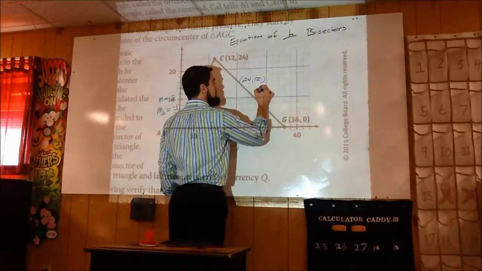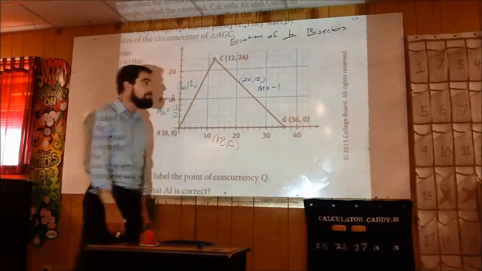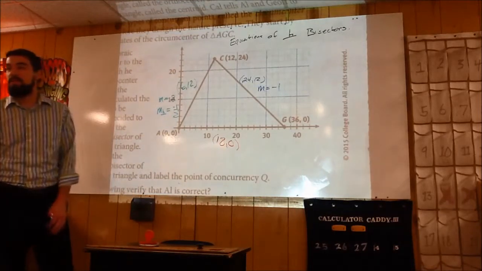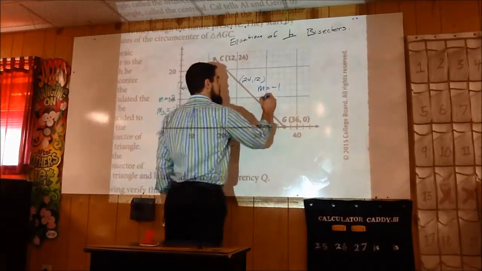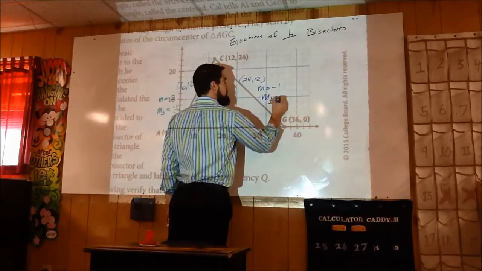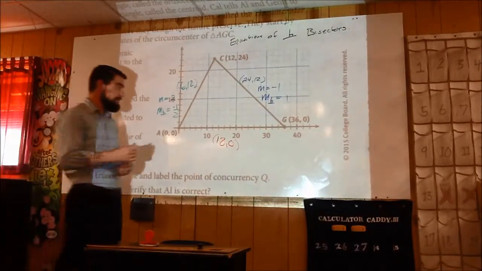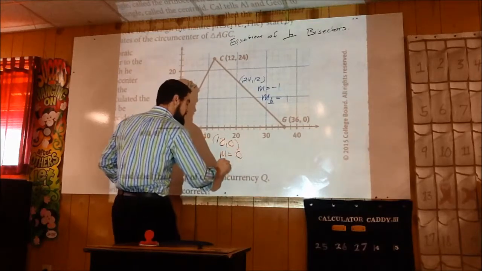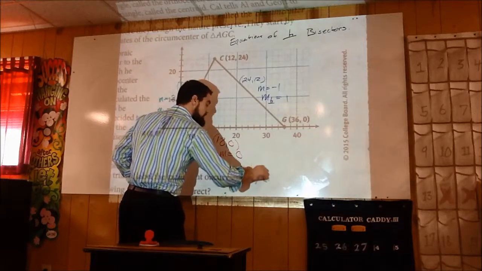The slope of segment CG is a negative value. It's negative 1. I can clearly see that it's negative. And when you use the slope formula, it comes out to be negative 1. So the perpendicular slope would be what? Positive 1. What's the slope of segment AG? 0. What would be the slope that's perpendicular to it? Undefined.